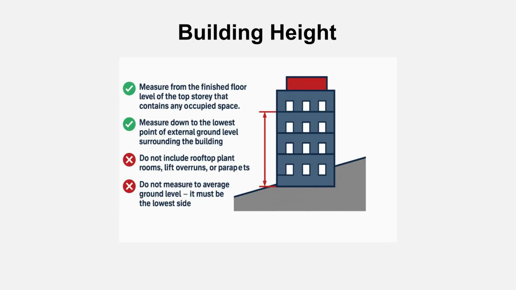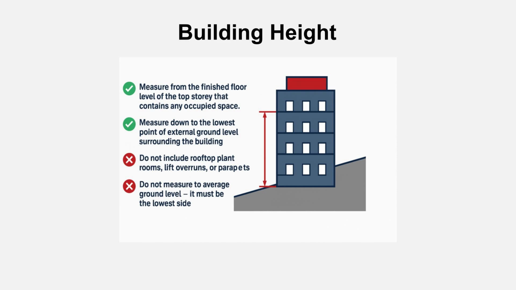It should be noted that the 18-meter building height is measured from the upper floor surface of the topmost story that contains a habitable room to the lowest ground level around the building. That means measure from the finished floor level of the top story that contains any occupied space. Measure down to the lowest point of external ground level surrounding the building.